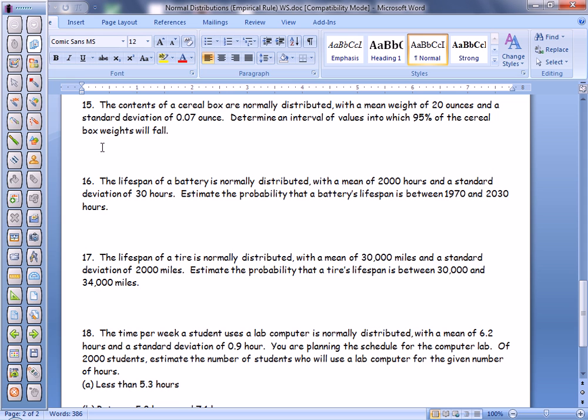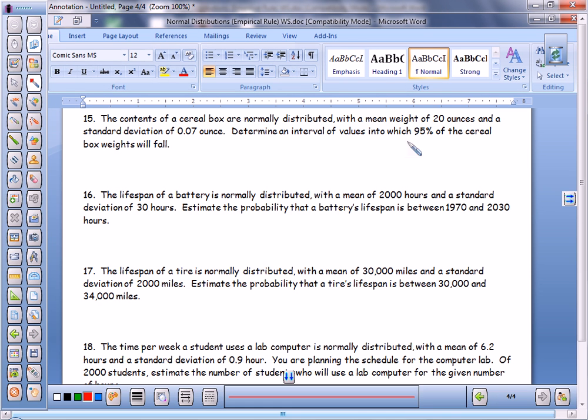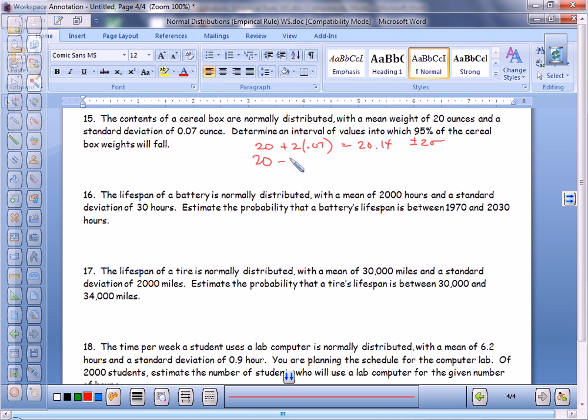Okay, number 15. A box of cereal has a mean weight of 20 ounces and a standard deviation of 0.07. Determine the intervals for the values for 95%. This is plus or minus 2 standard deviations from the mean. So I'm going to do 20 plus 2 of those standard deviations to get my upper bound. And my upper bound is 20.14. I'm going to do 20 minus those 2 standard deviations to give me my lower bound, and that gives me 19.86. So the interval would be from 19.86 to 20.14 ounces.